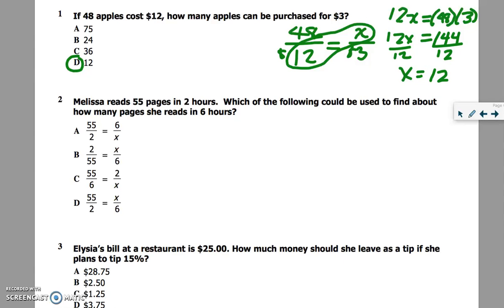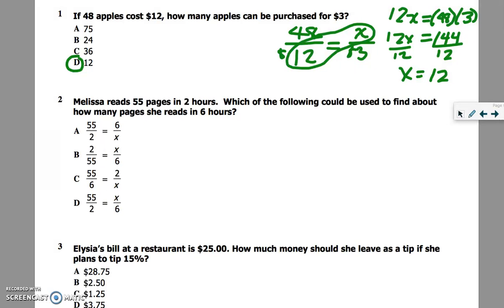Melissa reads 55 pages in 2 hours. Excuse me one second. You know, Miss Gibbs likes to change pen colors every now and again. Keep it exciting.